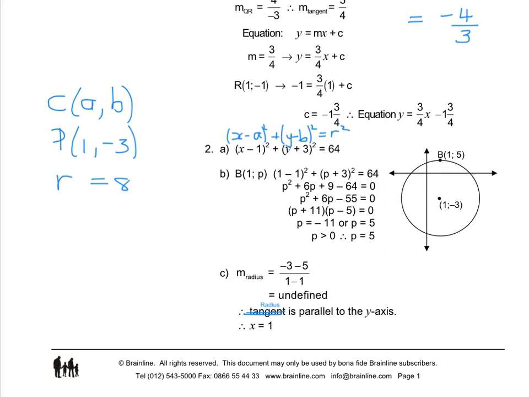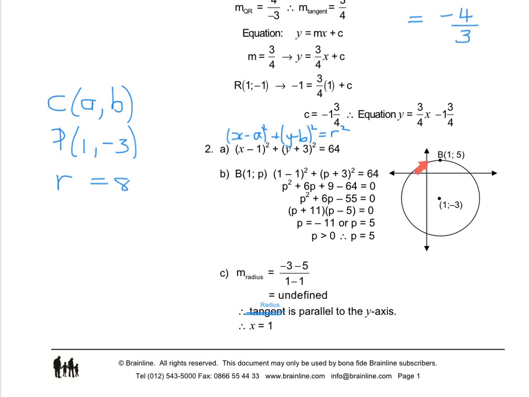When I then substitute, I have minus 3 minus 5, which is minus 8, and over 1 minus 1, which is 0. Now division through 0 is not allowed, and therefore it is undefined. So this is a special case where we can see that the radius is parallel to the y-axis, and therefore the tangent will be parallel to the x-axis.